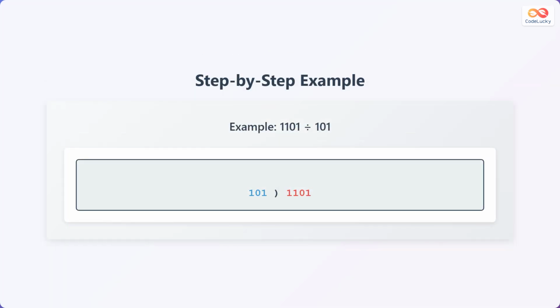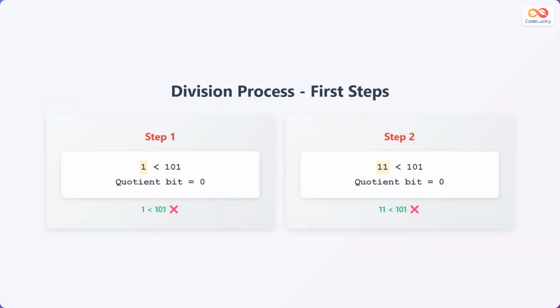Let's take a look at a step-by-step example to understand how binary division works. Consider the problem: 1101 divided by 101. Let's look at the first few steps in the division process. Step 1. The leftmost digit 1 is less than 101. So the quotient bit is 0. Step 2. 11 is less than 101, so the quotient bit is 0.